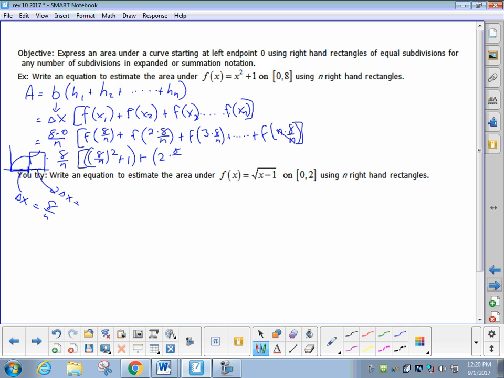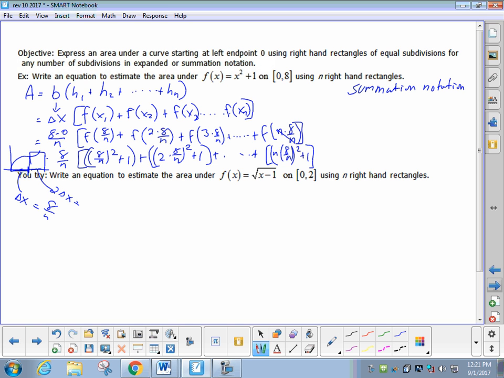2·8/n squared plus 1, plus dot dot dot, plus n·8/n squared plus 1. You follow? Okay. Now I would typically refer to this, and most people would, as standard notation. It's expanded notation. However, we will often write this in summation notation. You need to be fluent with both. In summation notation, please understand the two main components.